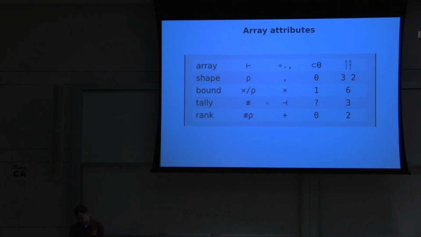Tally is interesting. The tally is just the first element of the shape for arrays with rank higher than 1. For scalars, in Dyalog APL, we make the choice that the tally of a scalar is 1. So we say it has a major cell and it's itself. And this is really kind of wrong and not on a good theoretical backing.